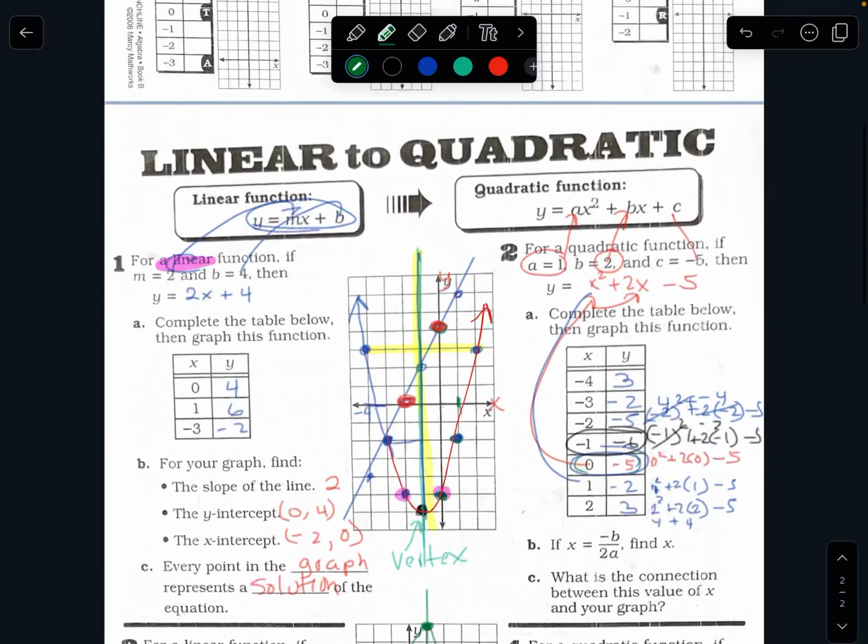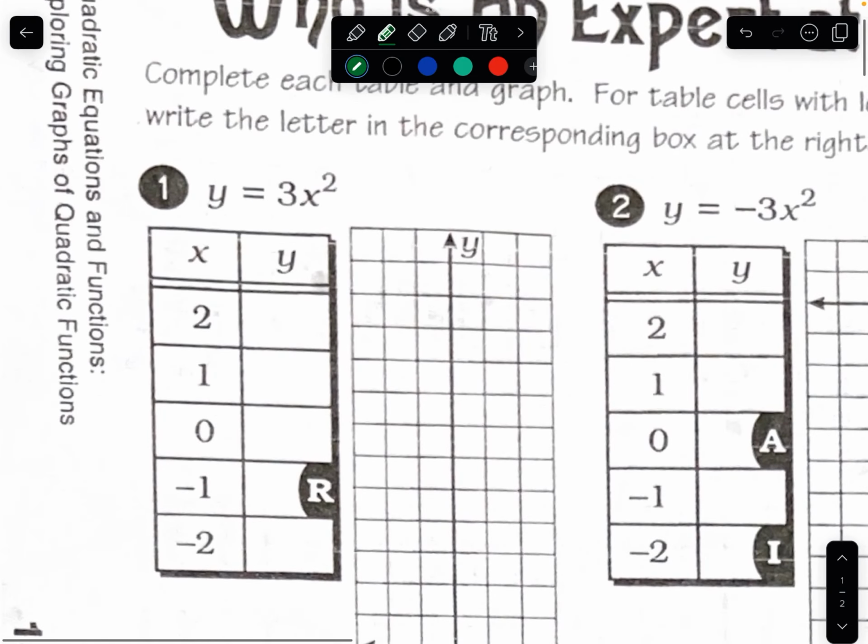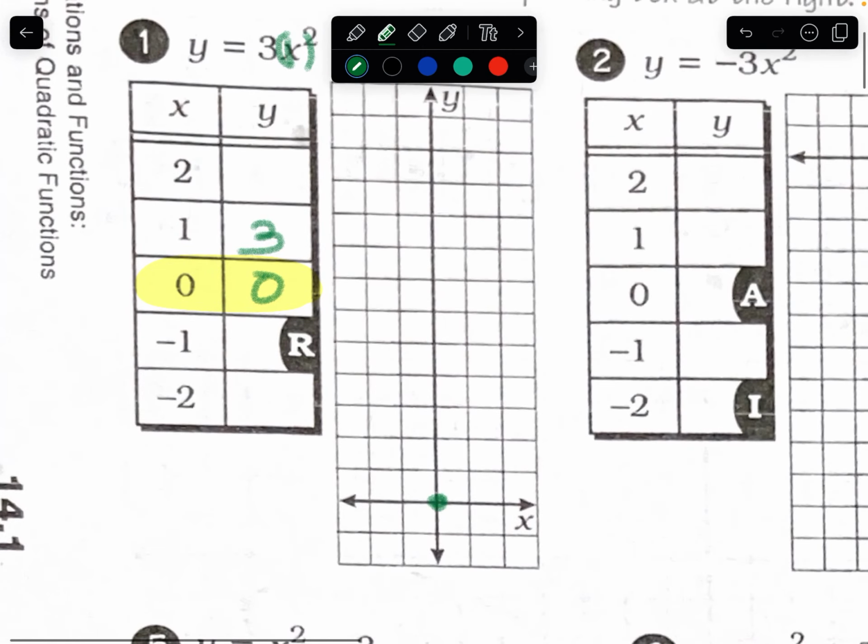Okay, now the front side is this one. And vertex is 0. That's axis of symmetry. I do the positive. 0, you get 0 because 0 here squared times 0. Then you put in 1. 1 squared is 1. 1 times 3 is 3. So 0, 0. 1, 3.